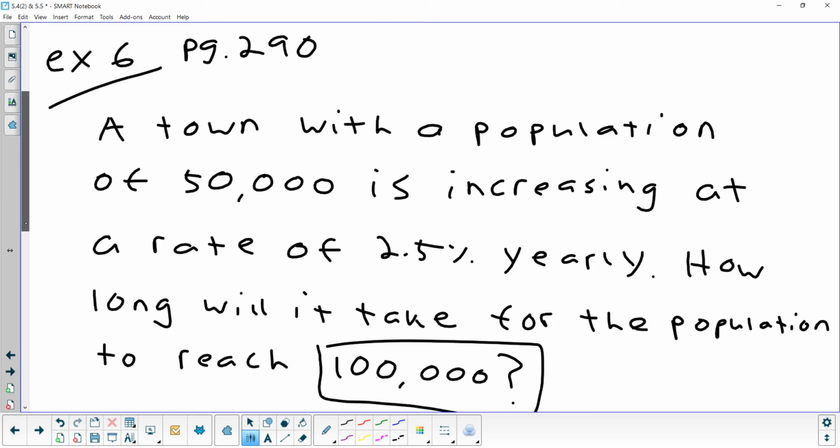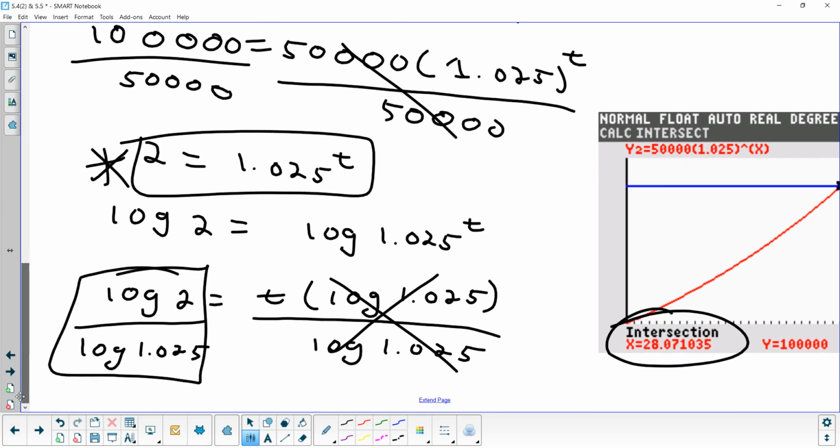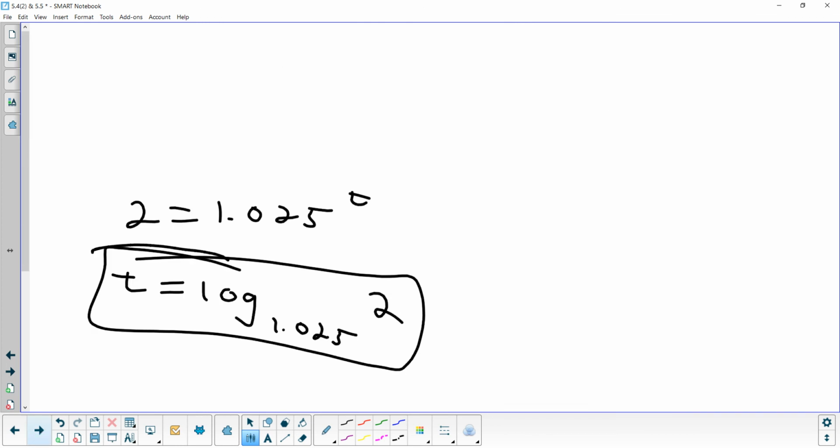Without actually having to do this step in the middle of taking the log of each side and then moving the t to the front. This is the calculation you ended up doing: log 2 divided by log of 1.025. That's exactly how you type that into a calculator.